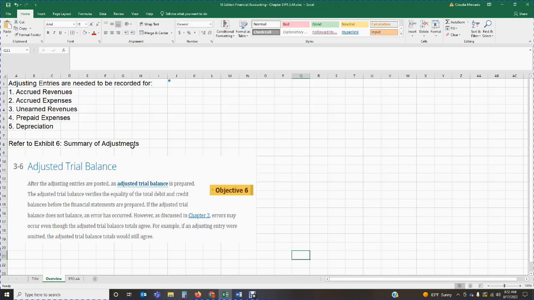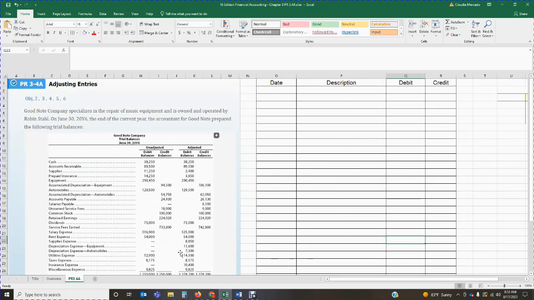First is we need to learn how to analyze what is it that is provided to us, the information provided, and then what is it that we need to do on our end. Okay. So problem 3-4A deals with adjusting entries. It says Goodnote Company specializes in the repair of music equipment and is owned and operated by Robin. On June the 30th, at the end of the current year, the accountant for Goodnote prepared the following trial balance.